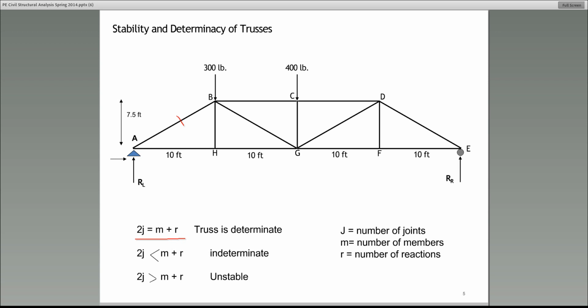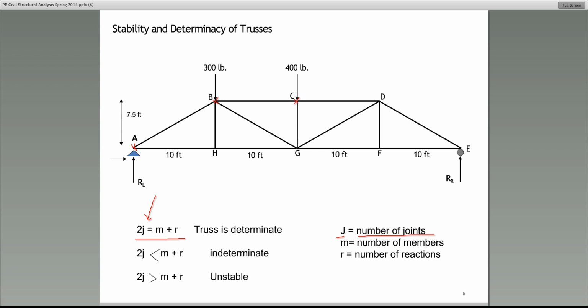All right. Now, the equation. Let's go down here. The equation is simple. The left-hand side, 2J, is equal to M plus R. Please note, what does J stand for? J is the number of joints. In this truss, point A, any point where the different members come together, for example, that's a joint. B is a joint. C is a joint, and so on.